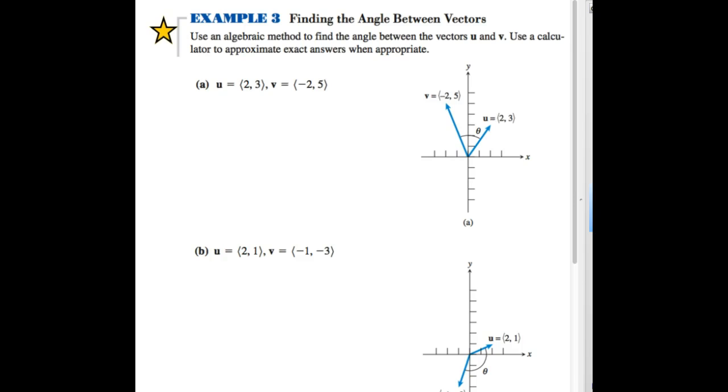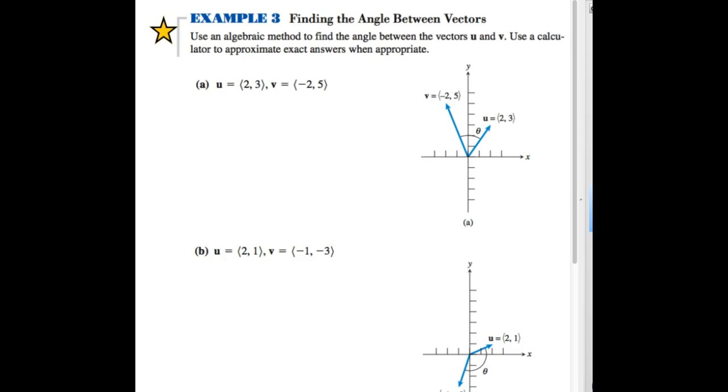Example 3. Use an algebraic method to find the angle between the vectors u and v. Use a calculator to approximate exact answers when appropriate. So let's take a look at our first picture. We have vector u being components 2, 3. That means if we start at the origin, we've moved right 2 and up 3. Vector v has components negative 2, 5. So again, standard position, starts at the origin, we go 2 to the left and up 5. We are looking for this angle in between.